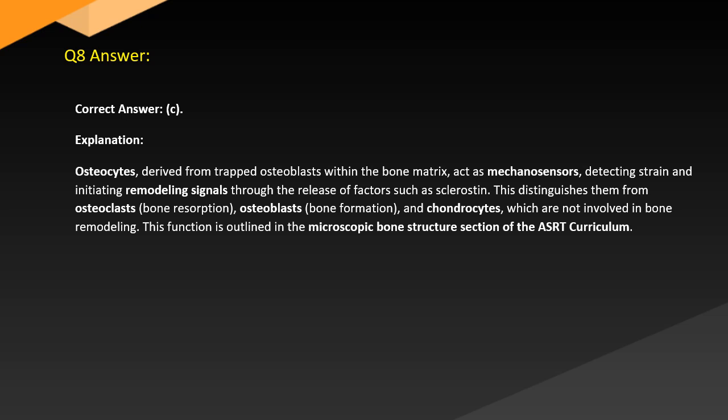Answer. Correct answer C. Explanation. Osteocytes, derived from trapped osteoblasts within the bone matrix, act as mechanosensors, detecting strain and initiating remodeling signals through the release of factors such as sclerostin. This distinguishes them from osteoclasts, which perform bone resorption, osteoblasts, which perform bone formation, and chondrocytes, which are not involved in bone remodeling. This function is outlined in the microscopic bone structure section of the curriculum.